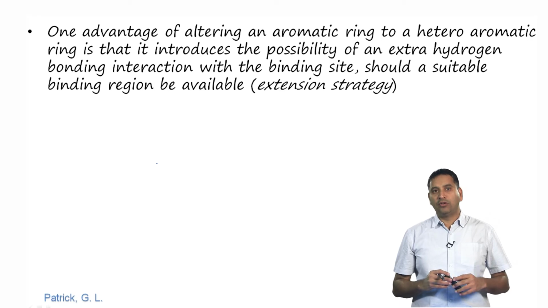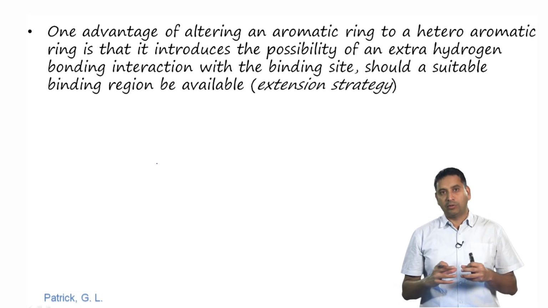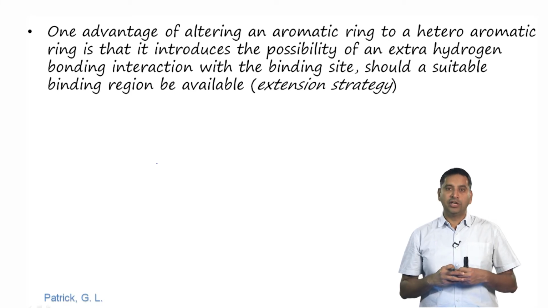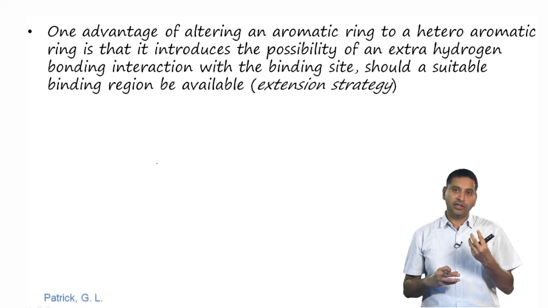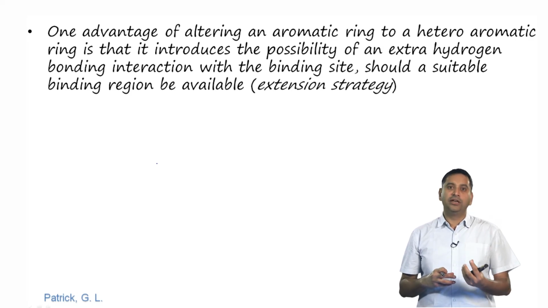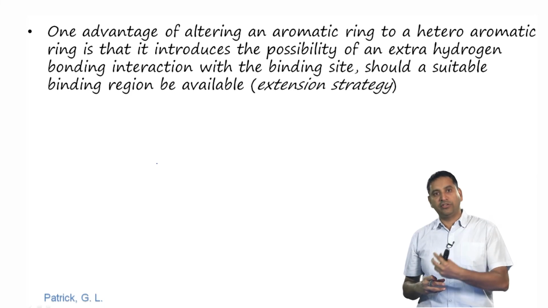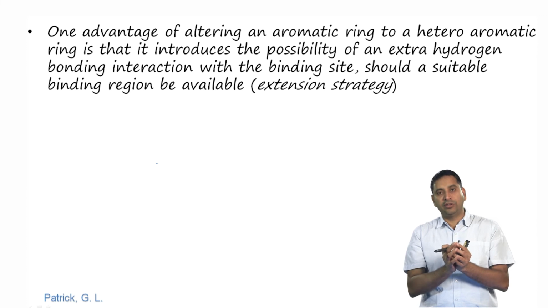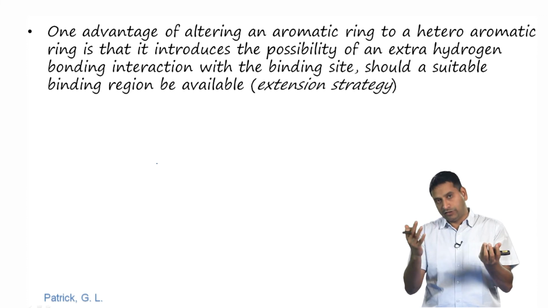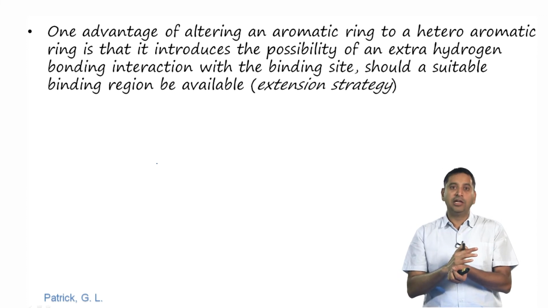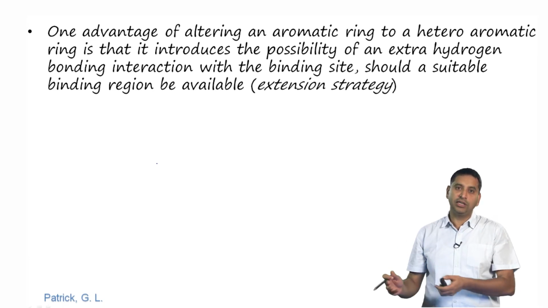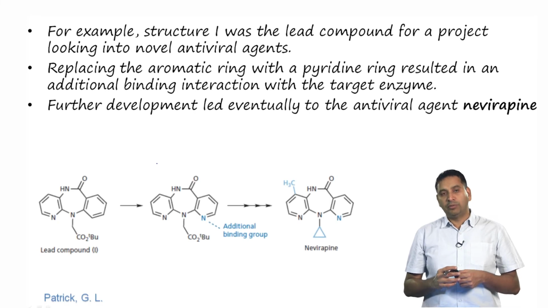So one advantage of altering an aromatic ring to a heteroaromatic ring is that it also introduces the possibility of extra hydrogen bonding interactions. So herein what we can combine is the strategy of changing the ring size or changing the ring along with the extension strategy that we have looked at previously. So we not only want to make a change in the binding affinity of the benzene ring, let's say, as compared to the heteroaromatic ring, but we also want to increase the number of possible interactions through the extension strategy. So here is the example that we will look at.